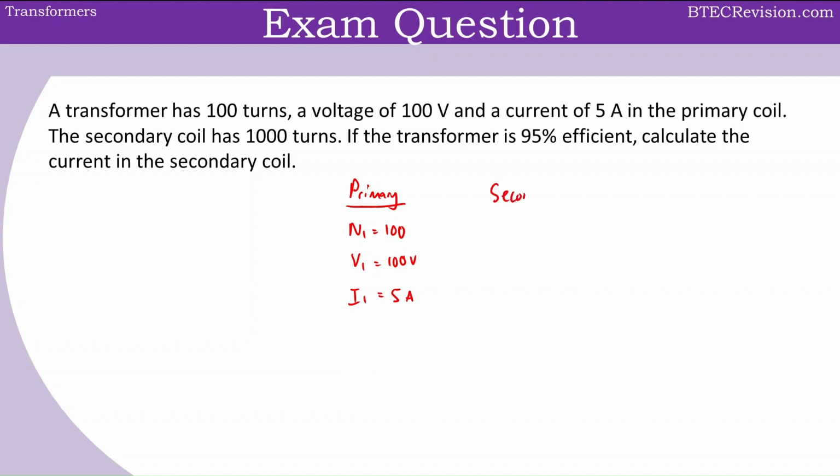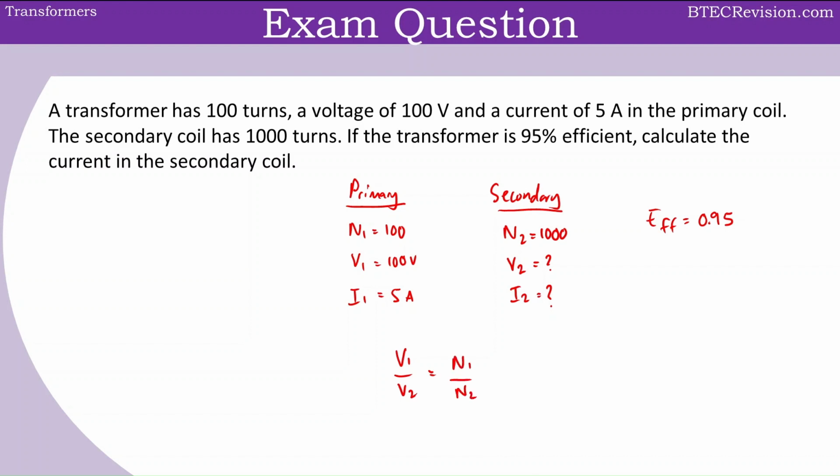In the secondary coil, we have N2, which is 1000. We don't have V2, that's the question, and same for I2. We also have efficiency, which is 95%, and we're going to write that as decimal, 0.95, to make our calculations much easier. Now we can start by working out V2, and we know the equation for this. V1 over V2 equals N1 over N2.